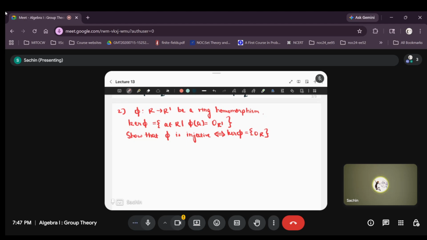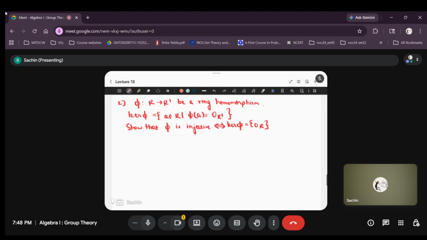I've written the definition. Yeah, the set of all a in R such that phi of a is equal to 0 R prime. Here I have written. No, no, no. If it is injective, it's not. It means only one element of R maps to 0 R prime.